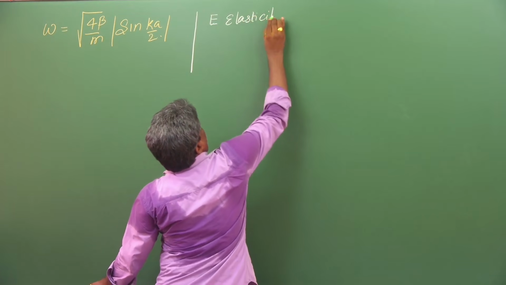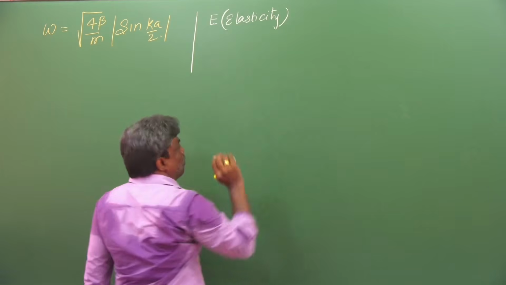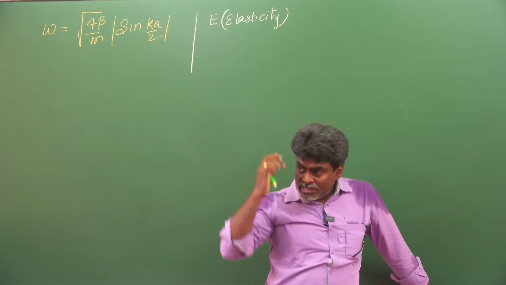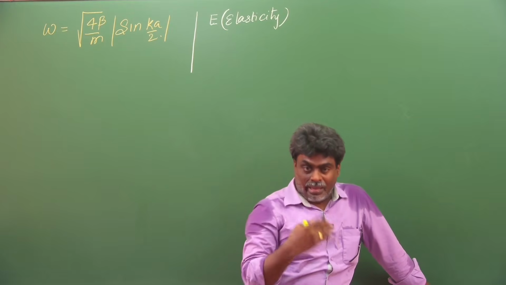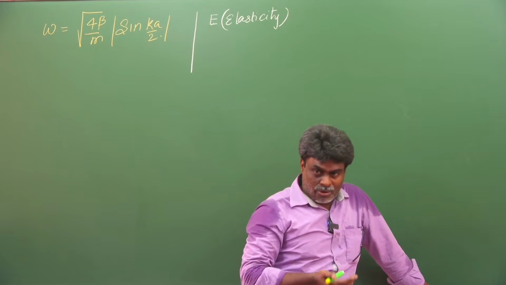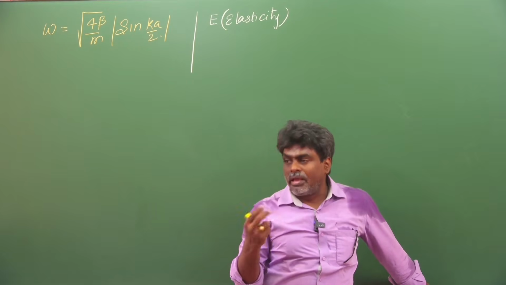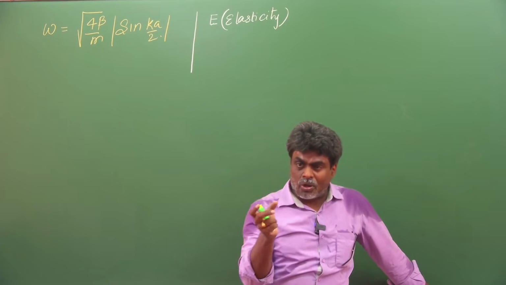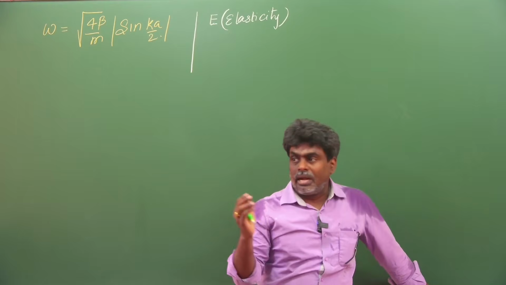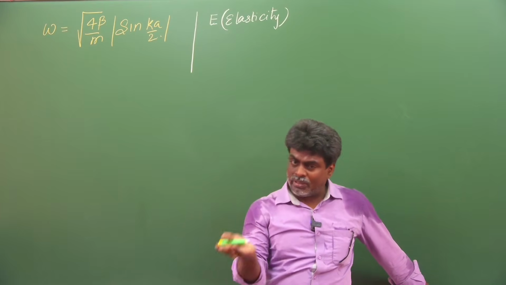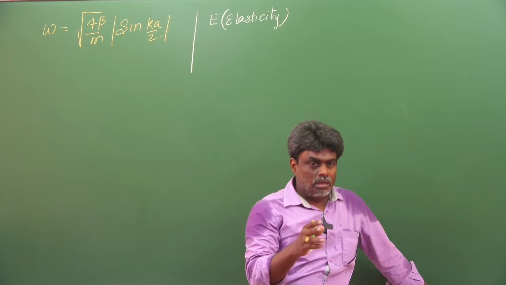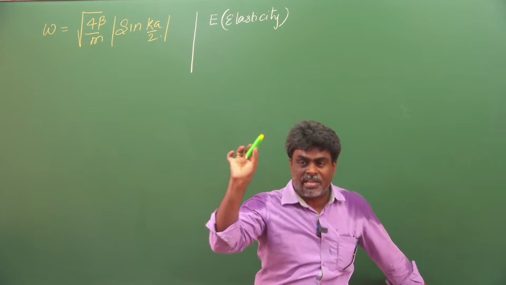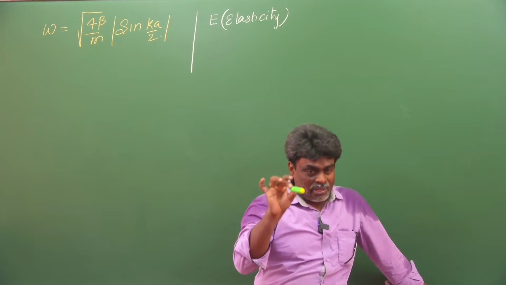Elasticity. Generally this is called modulus of elasticity, E. This has three types: Young's modulus, rigidity modulus, and bulk modulus. Young's modulus talks about linear, rigidity modulus talks about area or surface, and bulk modulus talks about volume. What do these mean? This will give you the velocity of sound in the material.